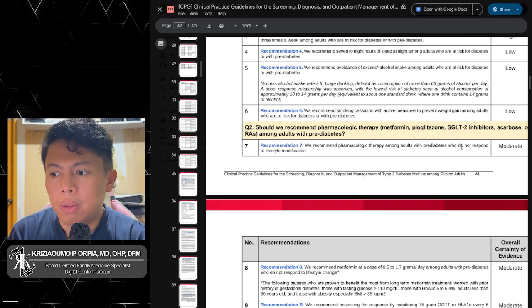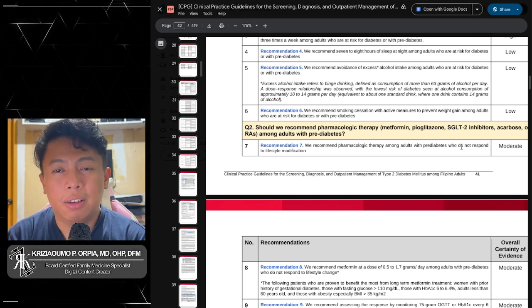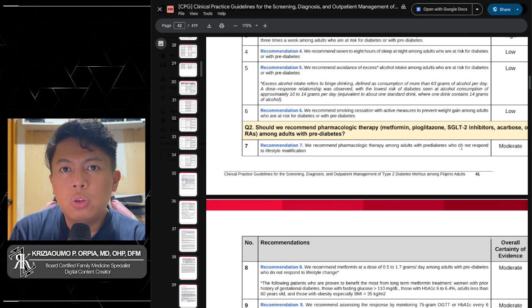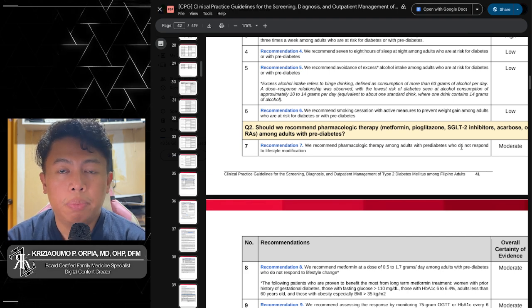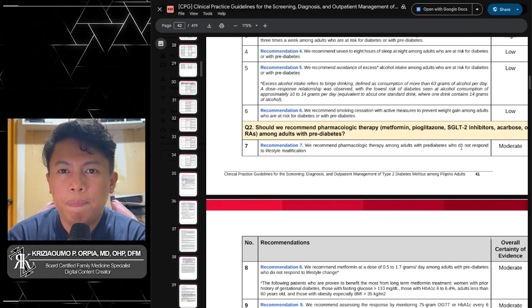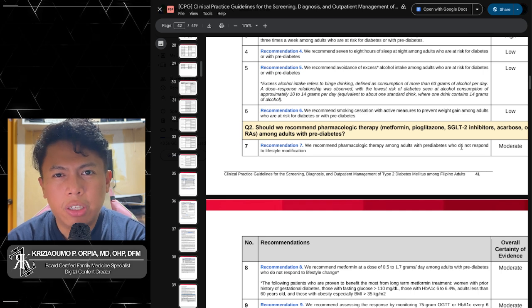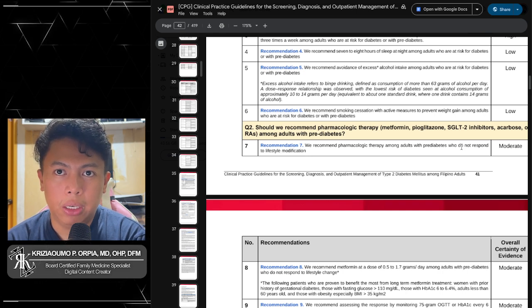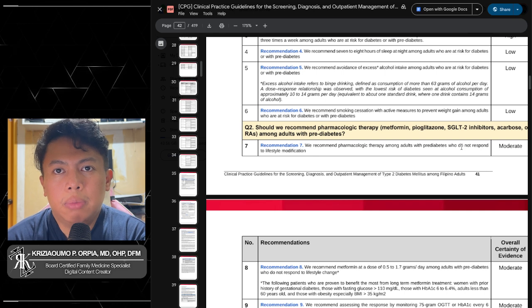Okay? But may catch doon. If hindi mag-work ang lifestyle modification, so your first line pa rin will always be providing the patient the proper prescription of lifestyle interventions. Papaguin mo yung diet niya, physical activity. Pero kung hindi niya kaya, saka ka mag-reseta ng metformin. Okay? Hindi agad-agad. Okay, bigyan mo siya ng chance.